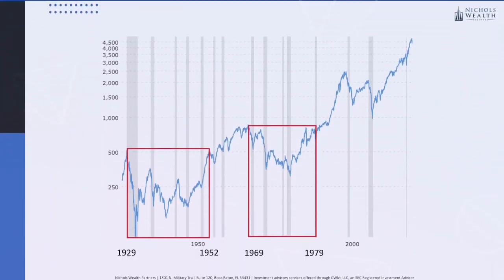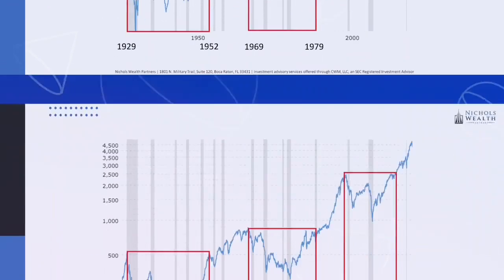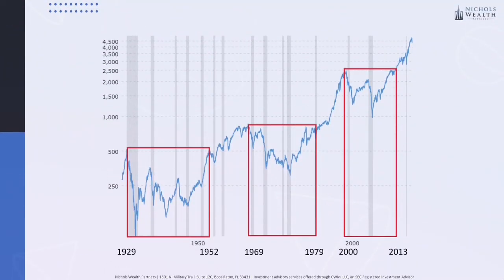What happened from 1969 to 1979? Notice from 52 to 69, the market had a very big run up. Following that, we had a very long period of consolidation and effectively a sideways market. From 2000 to 2013, we had what we term the lost decade. After that large run up from 1979 to 2000, we had a period of consolidation and a lot of negative markets.